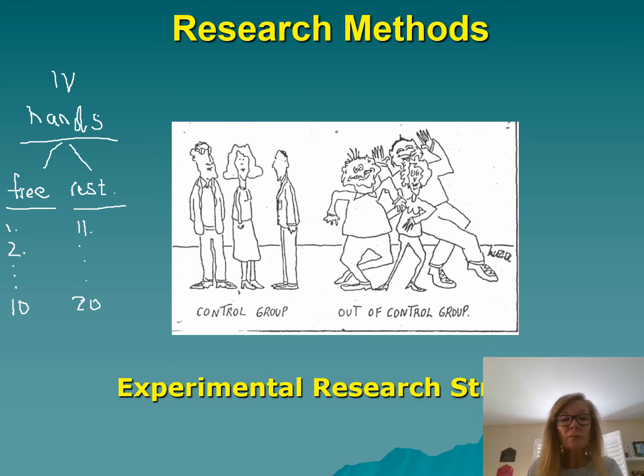Okay, so they run the experiment. They restrict these people's hands. They let these people's hands go free, and they count the number of words they recalled, which was the dependent variable, right?